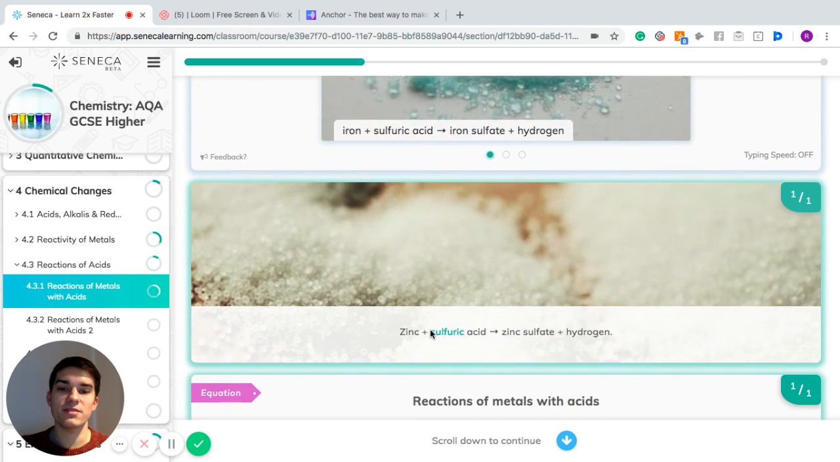Another example of that, here it is again: zinc and sulfuric acid would react to form zinc sulfate. The salt zinc sulfate, the first bit comes from the zinc metal, the second bit, sulfate, comes from sulfuric acid.